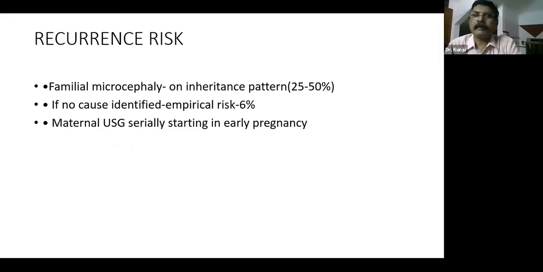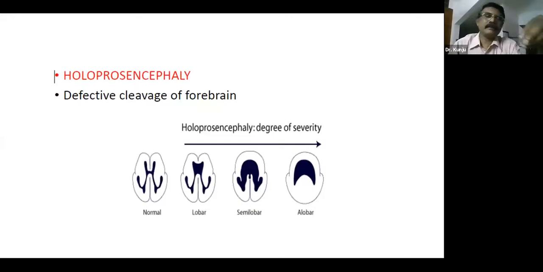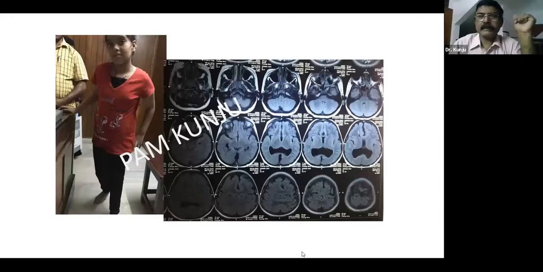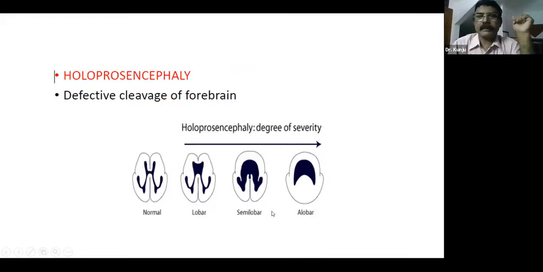And I just included two more conditions because I think it can take two to three minutes more. So it is a defective cleavage of the brain, holoprosencephaly, of different degrees. So you can see this variety, where you can see the fusion variety, which is the holoprosencephaly.